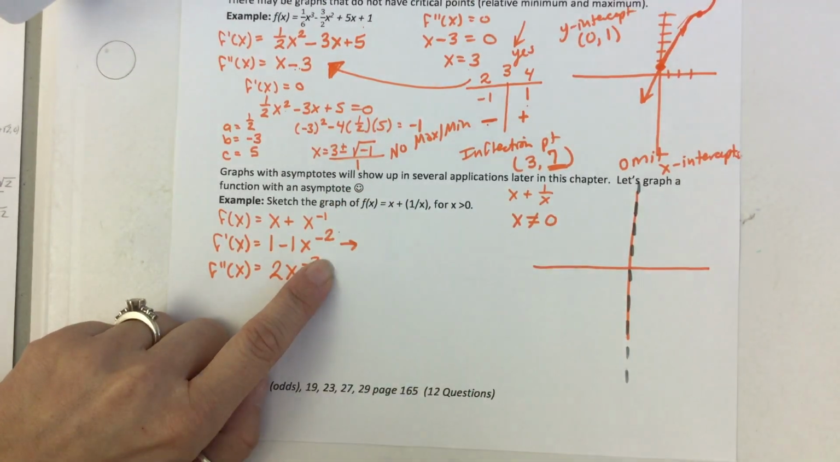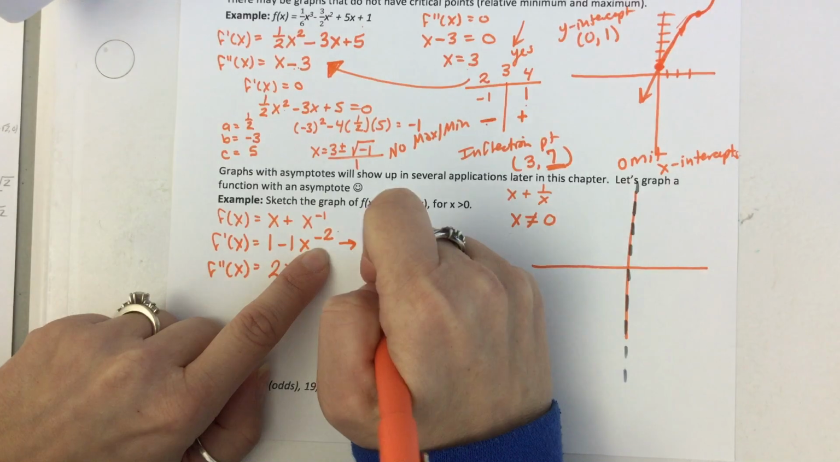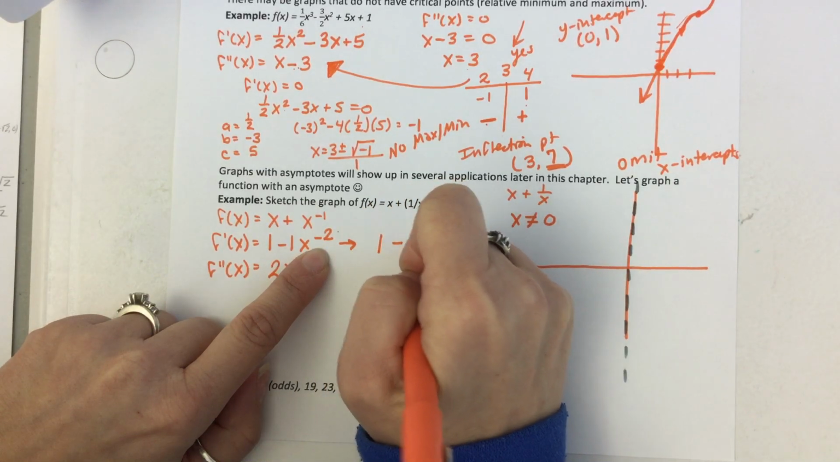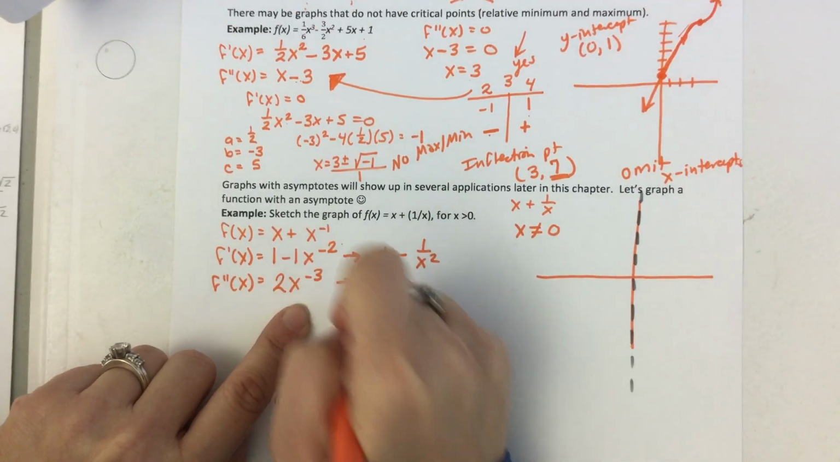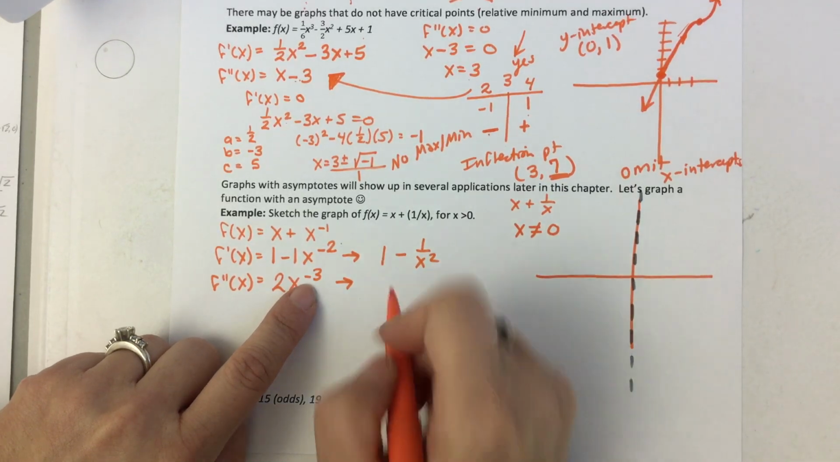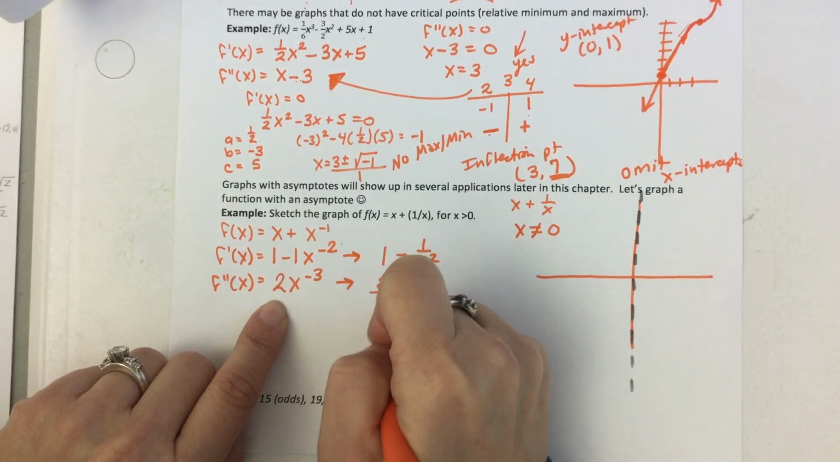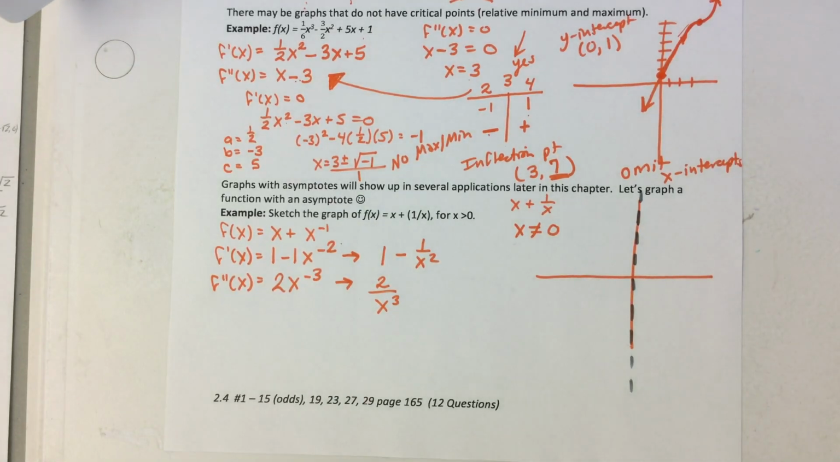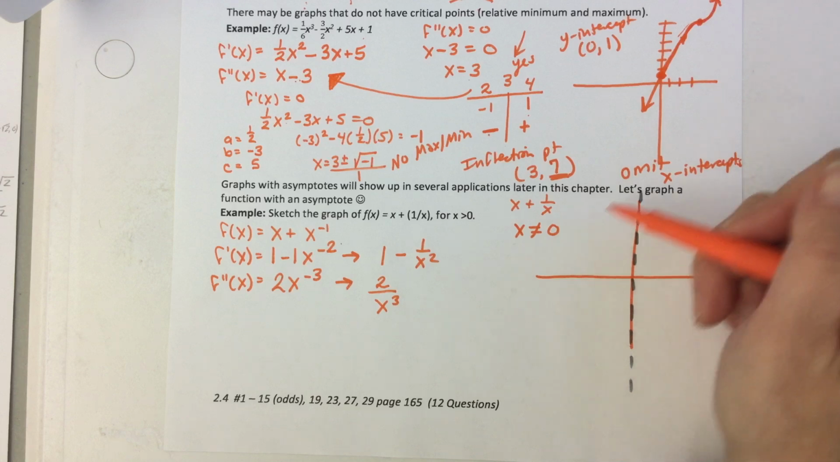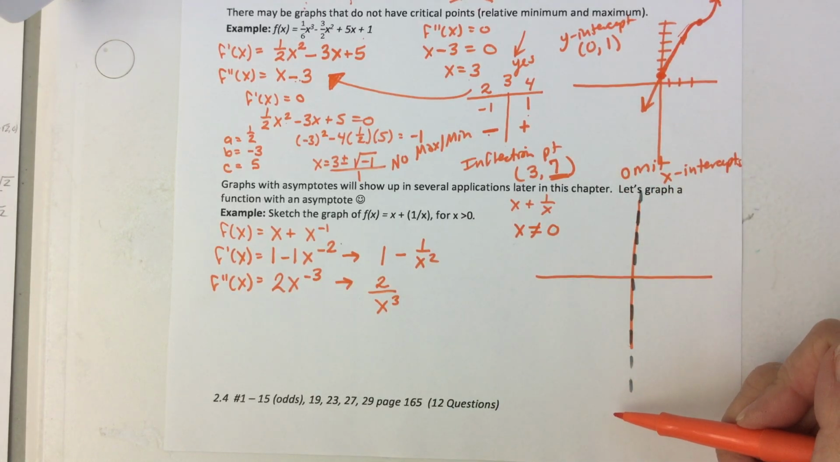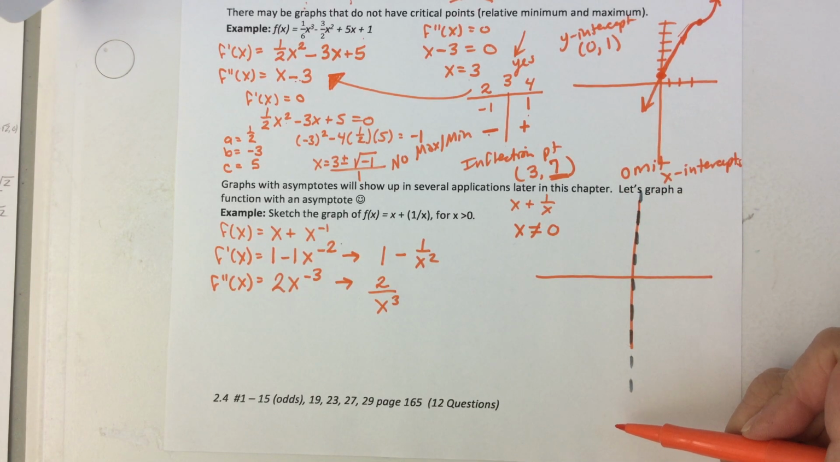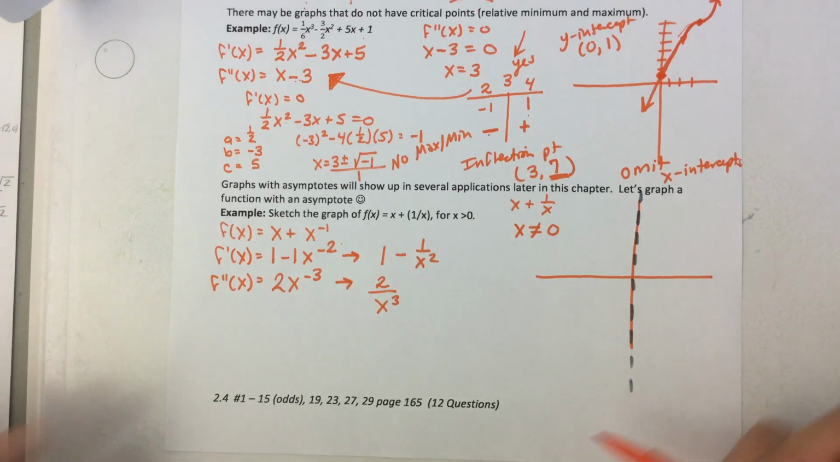The first derivative without the negative exponent would look like this: 1 minus 1 over x squared. Your second derivative without the negative exponent would look like this: 2 over x cubed. So far, though, I know I have an asymptote because x cannot have a value that's 0. Let's go ahead and see if I have any maximum or minimum points.